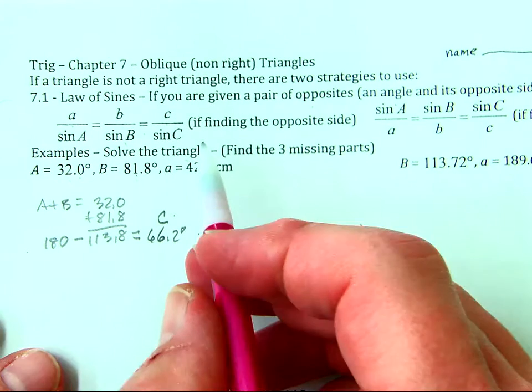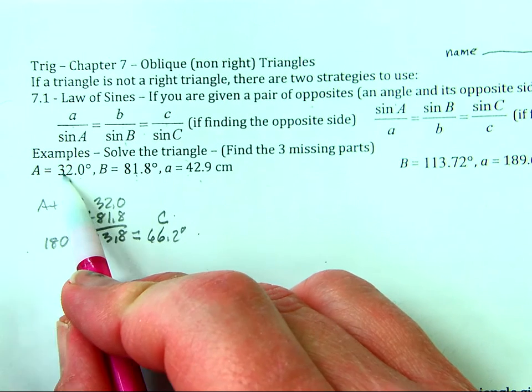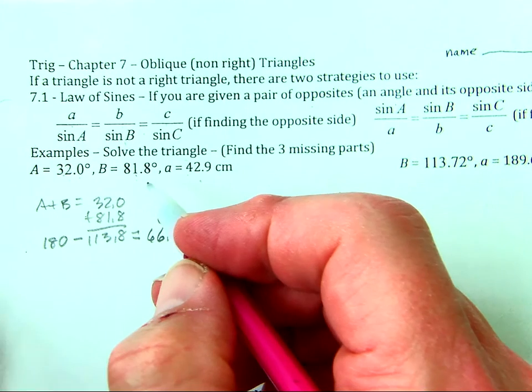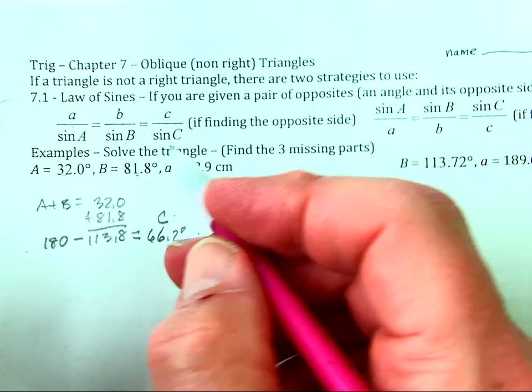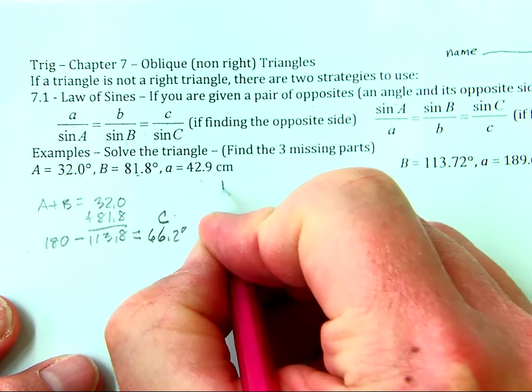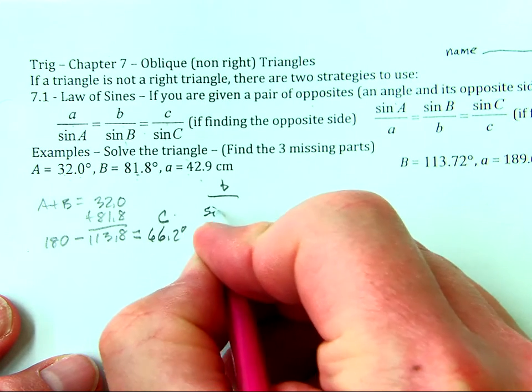Now, notice we have a pair of opposites. We have side A and we have angle A. So that means we can use the law of sines. Now, we need to use that to find side B and side C. Let's say we find side B first. I like to start with what we're going to find. We're trying to find side B, so I'm going to put that on top. Side B over the sine of its opposite angle. So that's the sine of 81.8.